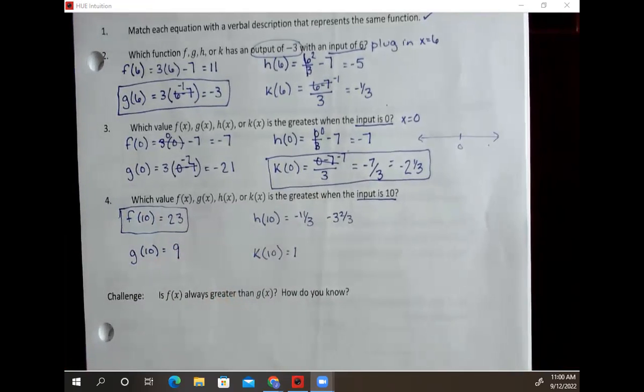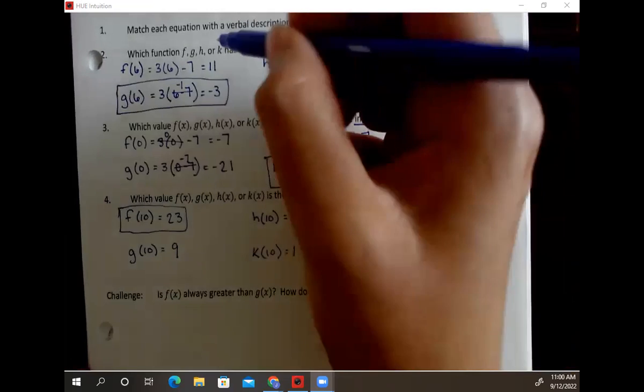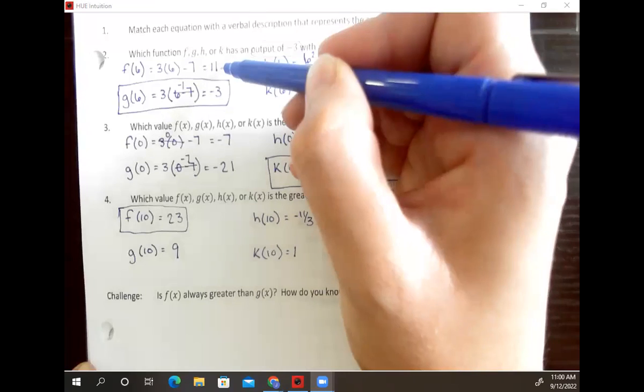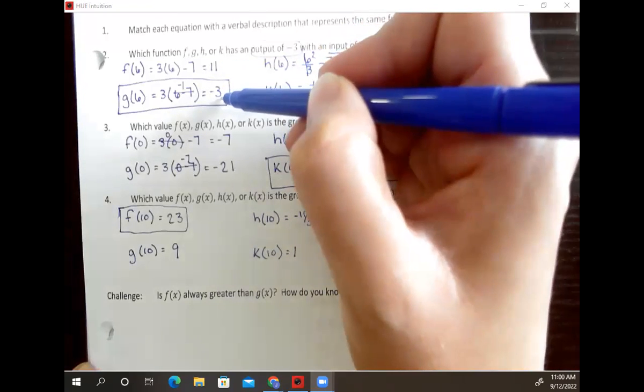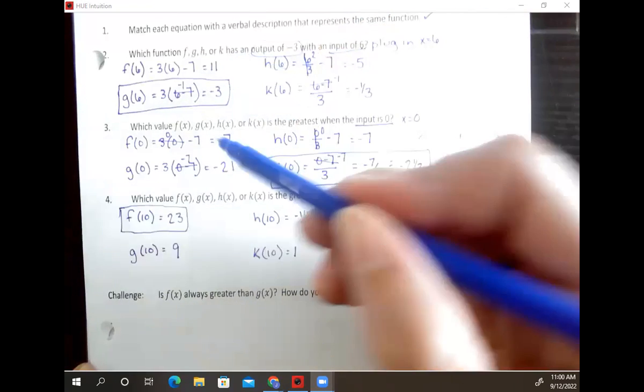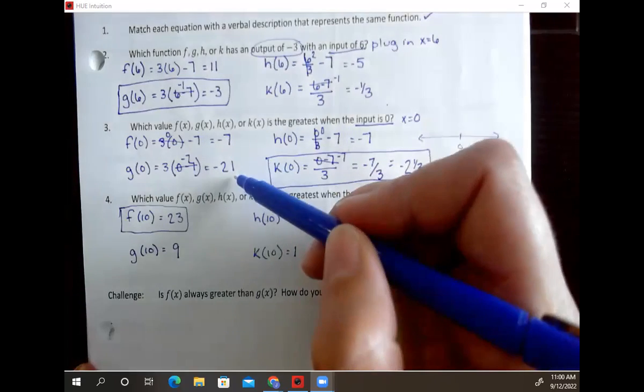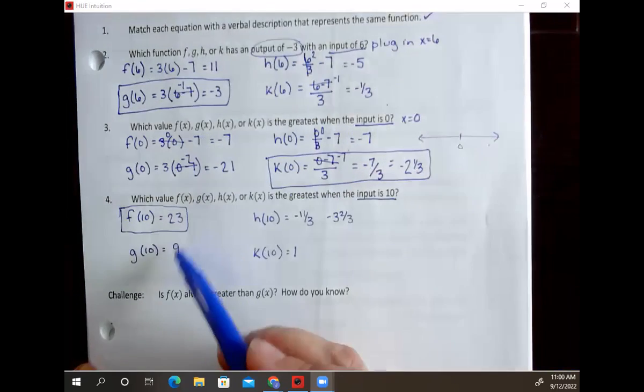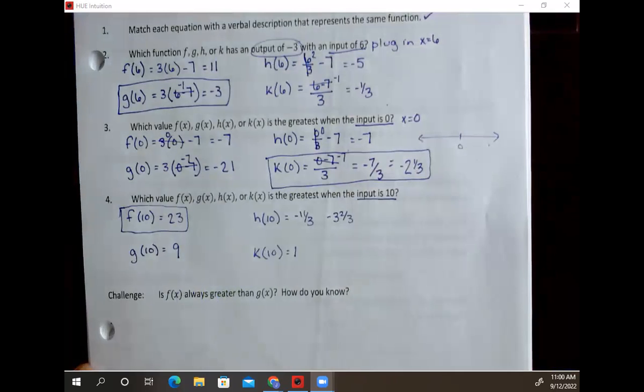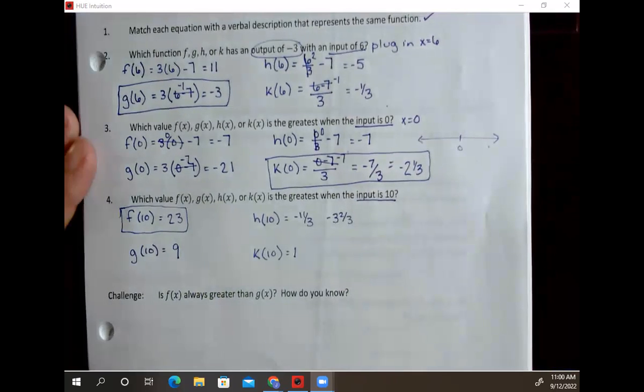Now, let's see, the challenge problem down at the bottom says, is f of x always going to be greater than g of x? If I look at the inputs that we've used so far, my value for f has always been greater than our value for g. We had 11 compared to negative 3. Negative 7 is bigger than negative 21, and 23 is bigger than 9. I want to know, is this always going to be the case?